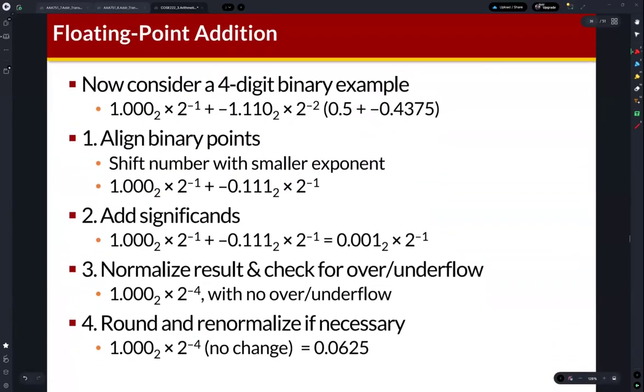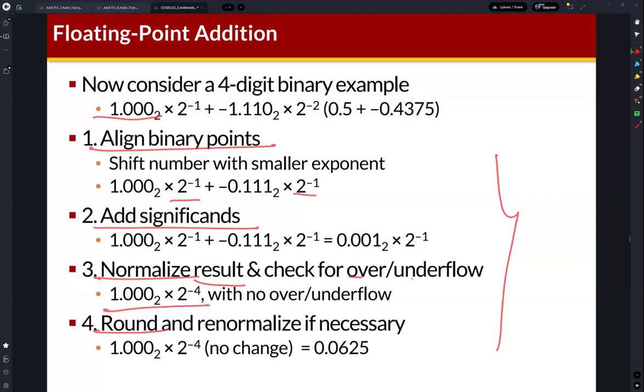For the binary number, it's the same, right? Firstly, align the binary point, which means that we need to adjust the exponent and make the exponent the same for the two numbers. And then add the significands, normalize the result, and then check for overflow and underflow, and then round up or round down. So the flow of calculation is exactly the same.